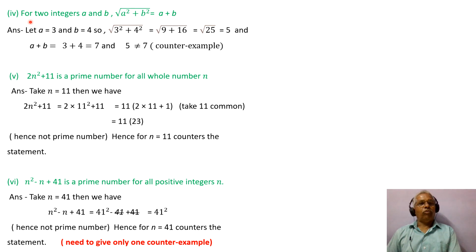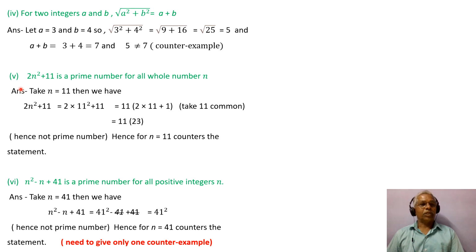Fourth one: for two integers a and b, the square root of a square plus b square, with a square plus b square under the square root sign, is equal to a plus b. Answer: let a equal 3 and b equal 4. Then the square root of 3 square plus 4 square is root of 9 plus 16, which is root 25, equal to 5. And a plus b is 3 plus 4, which is 7. 5 is not equal to 7, so this is a counterexample to disprove this. You can have many, but only one is sufficient to disprove any statement.